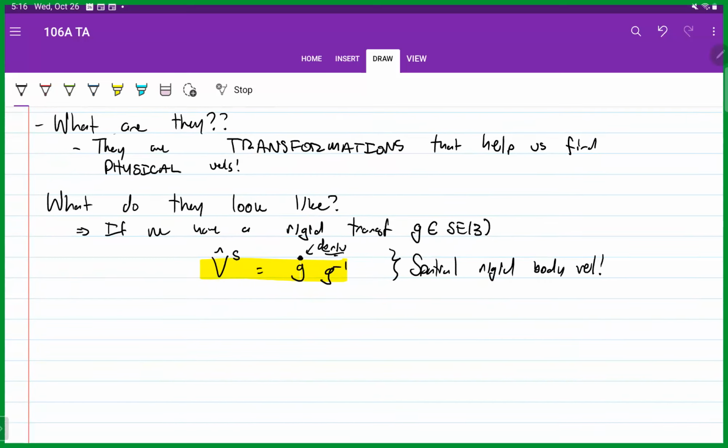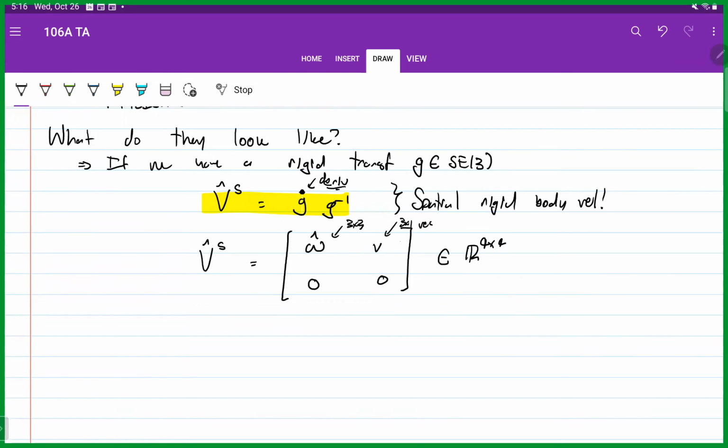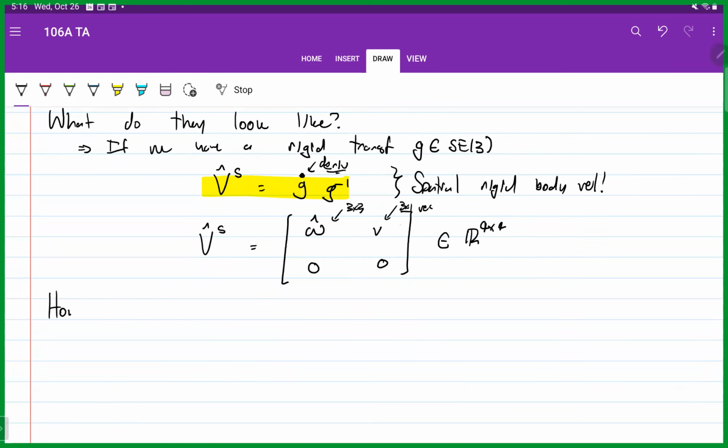So what does this actually look like when we write it out term by term? If we write out this matrix V hat S, we're going to have omega hat, a v, and a 0 and a 0. This is one of those 3x3 skew-symmetric matrices, and this is a 3x1 vector. So overall, this is going to be a 4x4 matrix. So why do we call this the spatial rigid body velocity? What's it actually doing for us, and why do we care about this form? All right, let's check that out. So how do we use it?